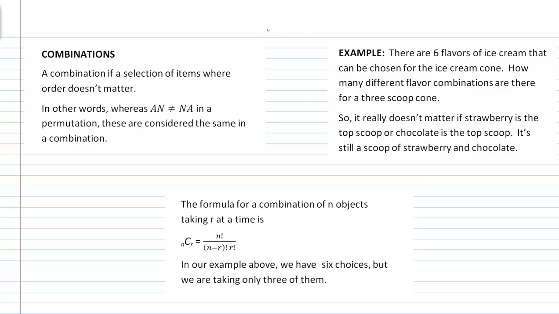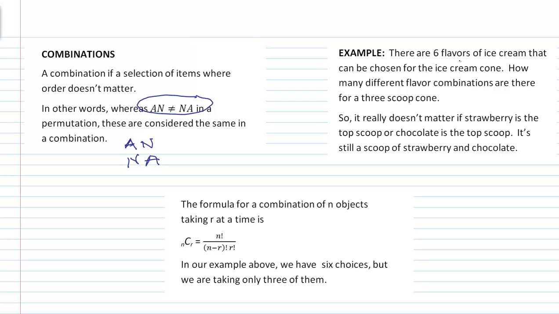In permutations, we saw that different arrangements of letters, different arrangements of people were considered to be different. But in combinations, they are not considered to be different. So when you're working with a permutation, AN and NA are 2 different things. But when you're working with a combination, we say that AN and NA are the same. So for example, a quarter and a nickel. If you have a quarter and a nickel, it doesn't matter if you have a quarter and a nickel or a nickel and a quarter, you still have 30 cents.